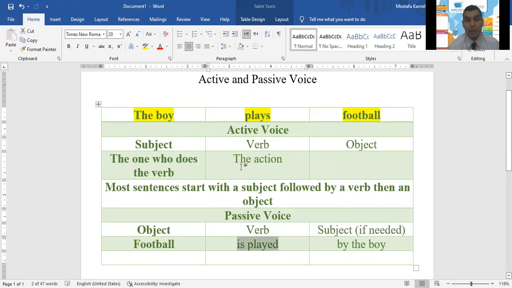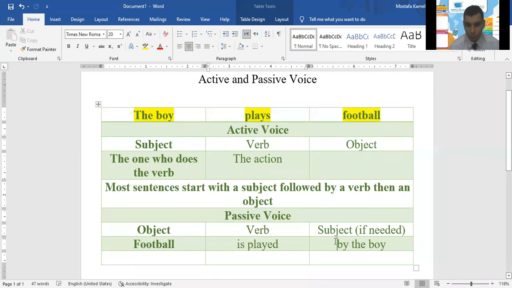Change the verb. Here, the verb is what? Plays. Which verb is it? It's present simple. Very good. Now it is converted to another form.